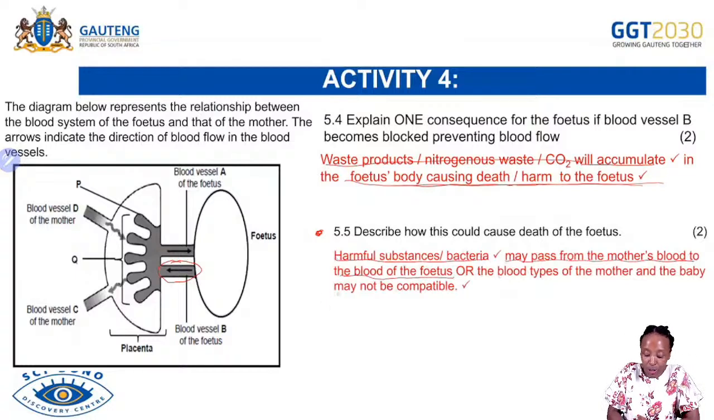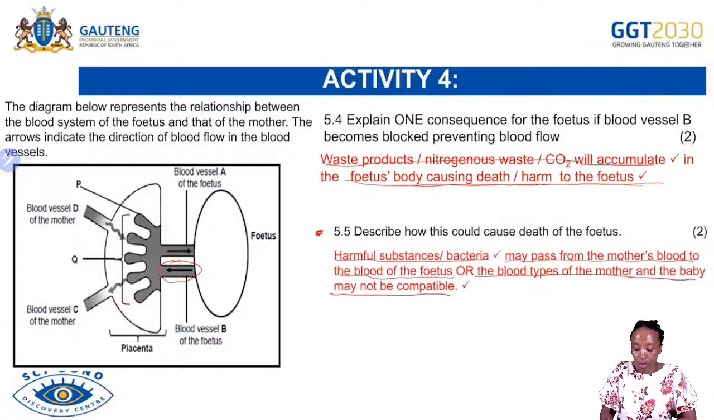Remember the compatibility story? You will learn more about this when we do genetics in the next chapter. So that is why again we say they cannot mix and it might lead to death because of these reasons: harmful substances and the compatibility of the what? Of the blood types.